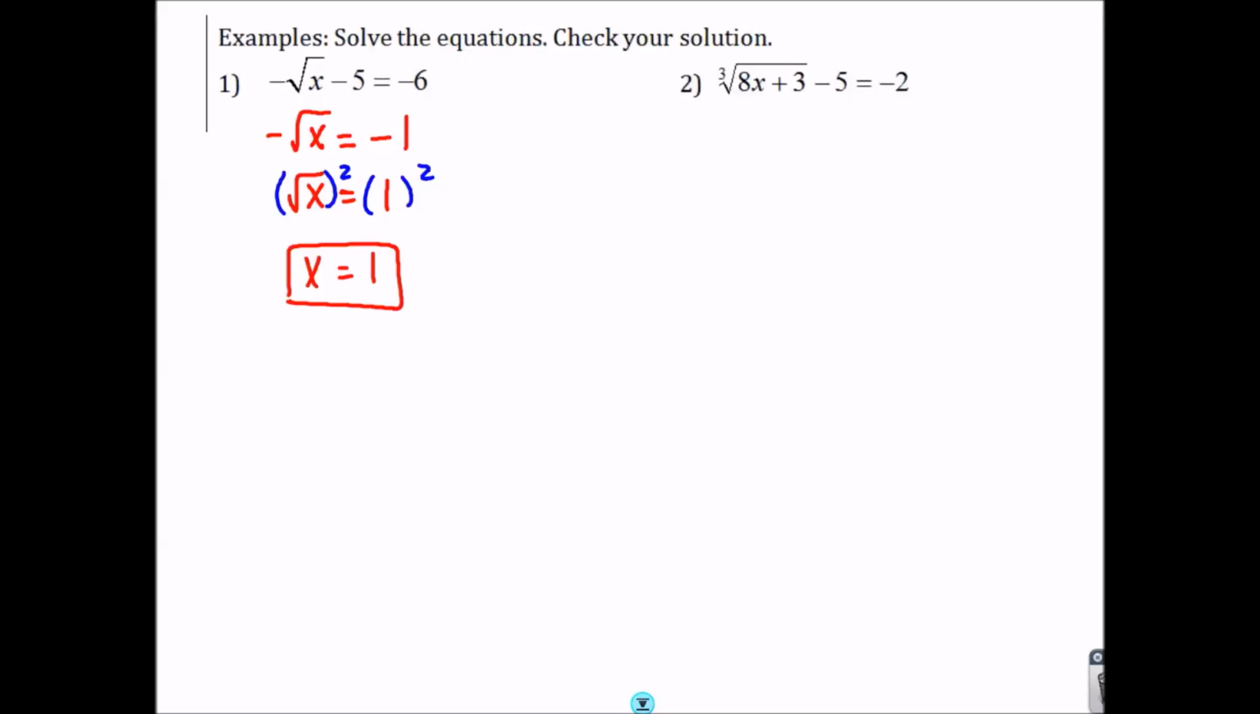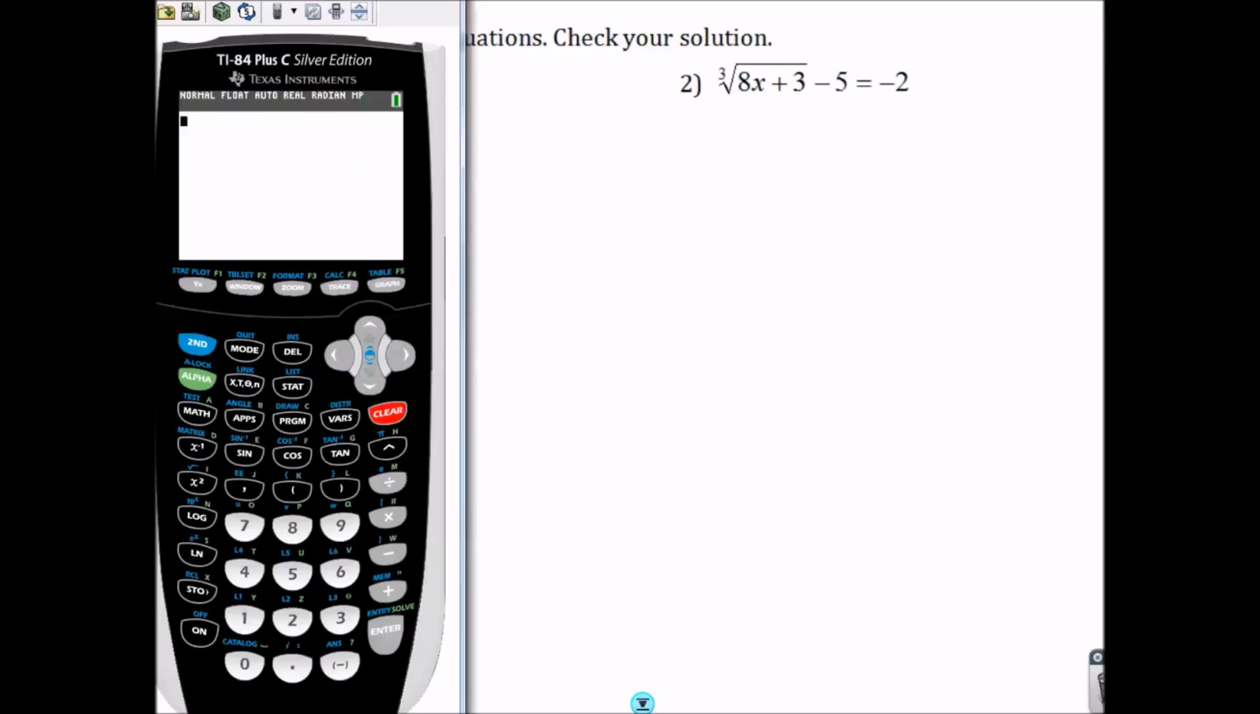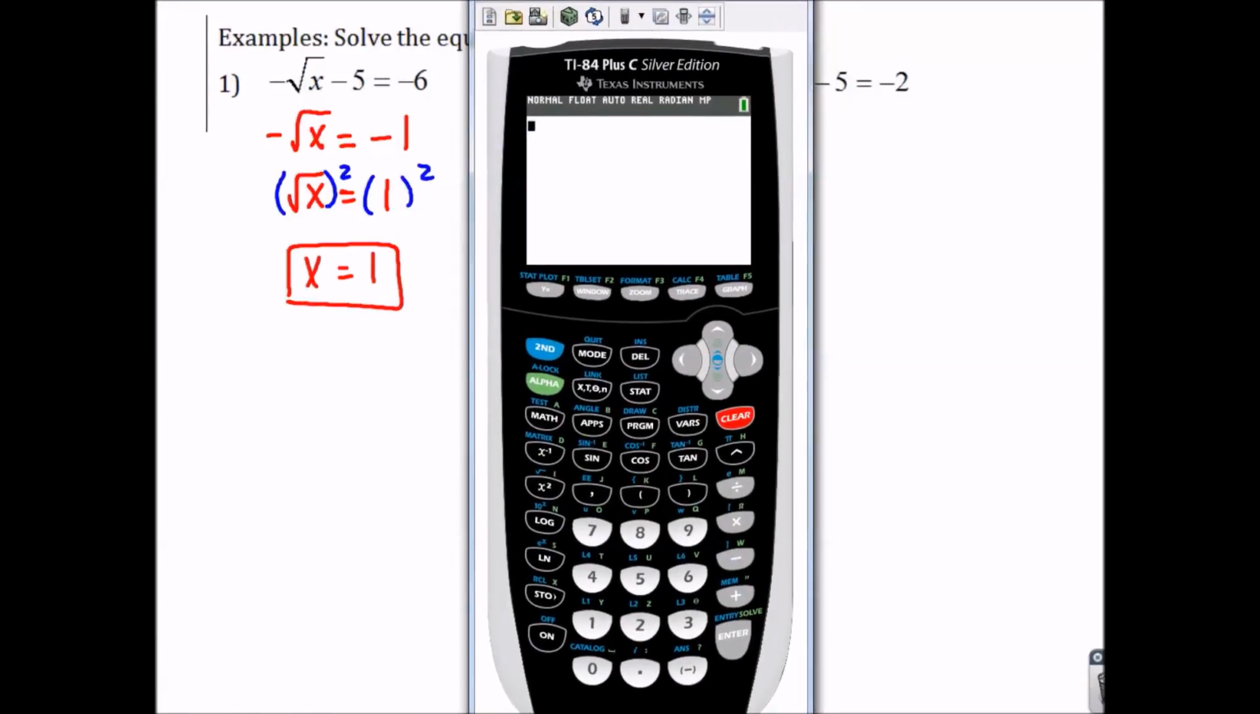Now, it's very important that you check your answers here. We can do it just like we've done with other types of equations. We can use the store button, so I can do 1, store for x, then type in my original equation, and it should equal negative 6. So 1 is the correct answer.